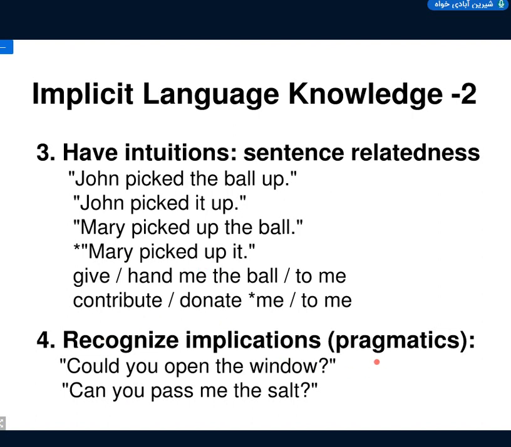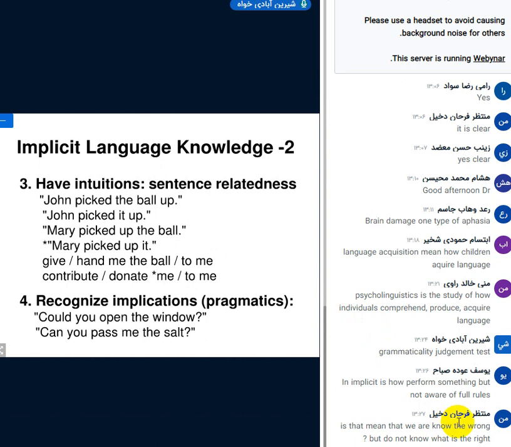Recognize implications. Implications, in pragmatics, mean being aware of how to use the rules. Could you, for example, open the window? This is an indirect question. Can you pass me the salt? What does it mean by can you pass me the salt? It means please give me the salt.